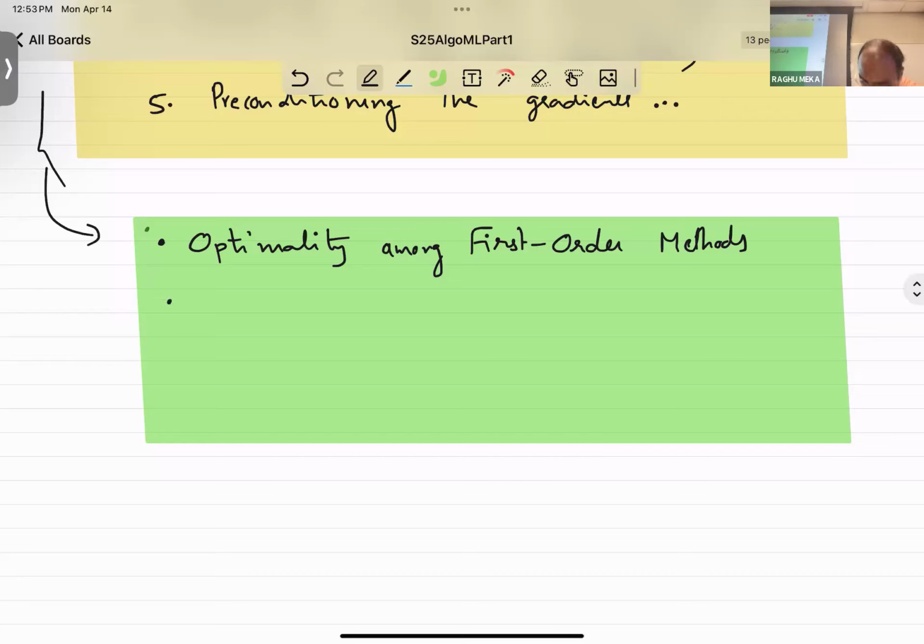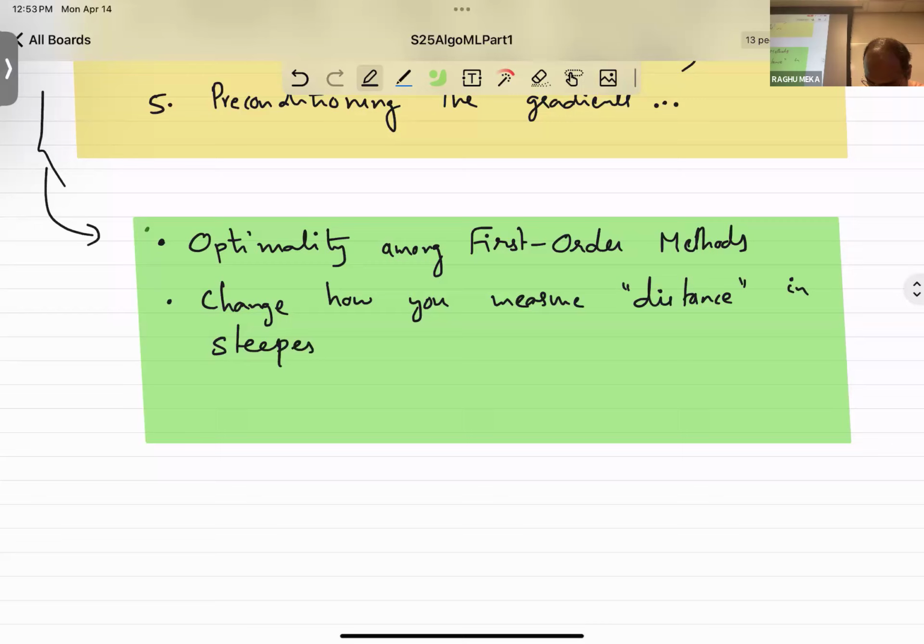And the other broad conceptual thing which we didn't talk about and is important is, back in the first lecture when we motivated gradient descent, we said you're going in the direction of steepest descent, right? So which direction for unit distance gives me the biggest decrease in the function? But you can change how you measure distance in steepest descent. Okay, so that's an important idea that we did not cover.